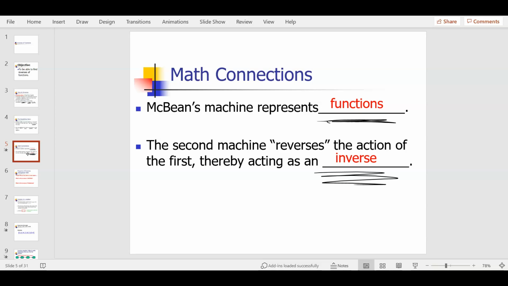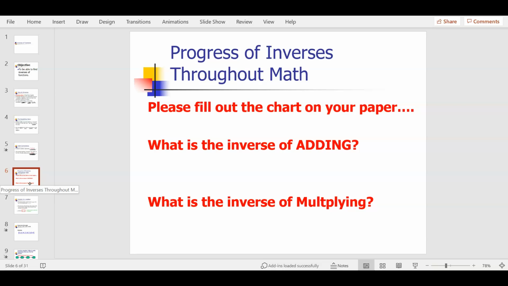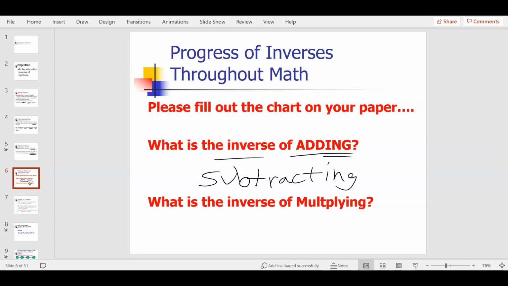All right, next one. It says inverse operations you know. What is the inverse of adding? Subtraction. Or subtracting. What is the inverse of multiplying? Dividing. Okay, so you know the opposites, the inverse operations. Everyone's writing that down in this second little table right here.